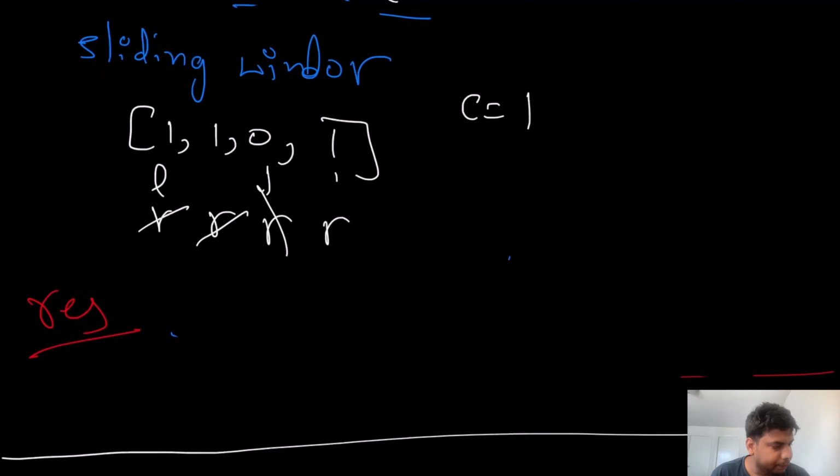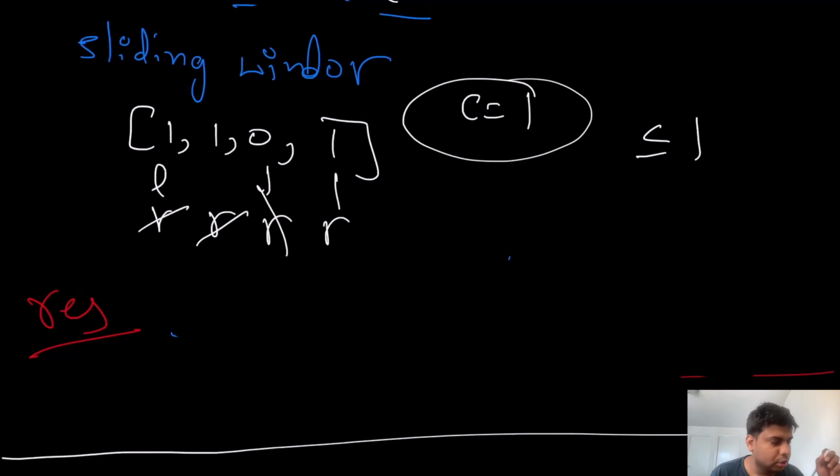Again move your R, and as and when you're moving the R, you need to keep recording the size of the window. Because the number of zeros in the window is less than or equal to 1, all these windows are valid windows, so you need to keep recording the size of the window. How do you record it? You do R minus L plus 1, that will give you the window size. But in this problem they are telling you can delete one element, so skip this plus 1 and just do R minus L, because they are asking you to delete one element.